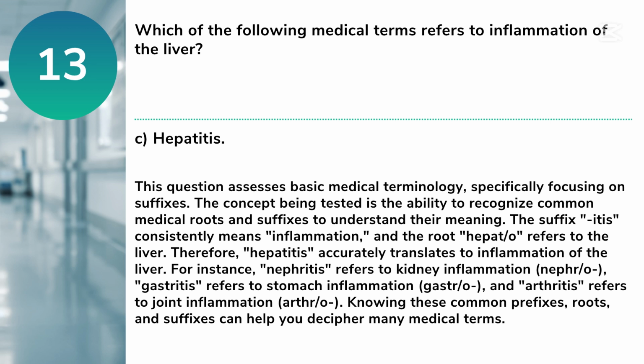For instance, nephritis refers to kidney inflammation, nephr/o, gastritis refers to stomach inflammation, gastr/o, and arthritis refers to joint inflammation, arthr/o. Knowing these common prefixes, roots, and suffixes can help you decipher many medical terms.